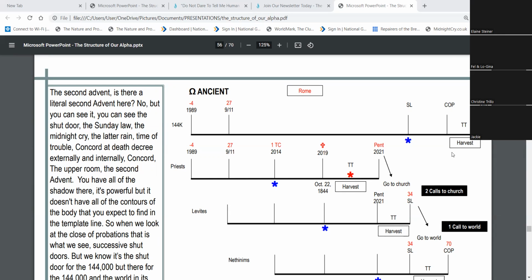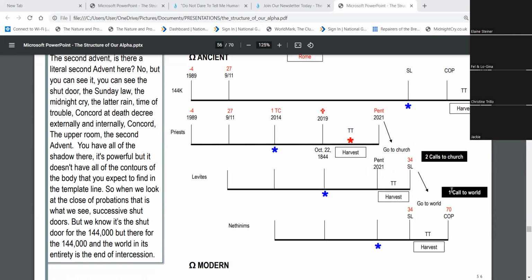So when we look at the close of probations, that is what we see, successive shut doors. We know it's a shut door of the 144,000, but therefore the 144,000 in the world in its entirety is an end of intercession.